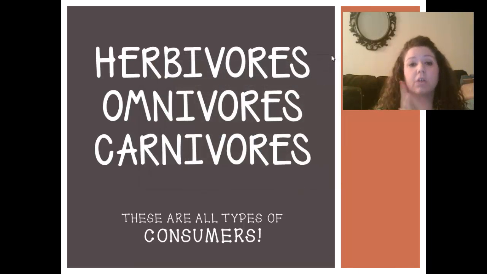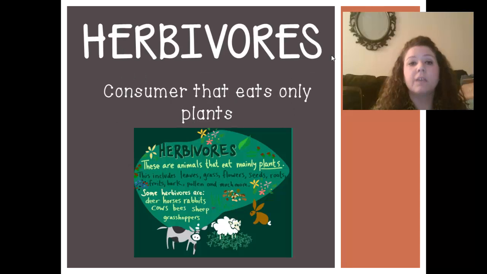The first type of consumer is an herbivore. Those are consumers that eat only plants. You can see there's a nice little picture with some examples. They eat leaves, grass, flowers, seeds, roots, fruit, bark, pollen, and so many other things.